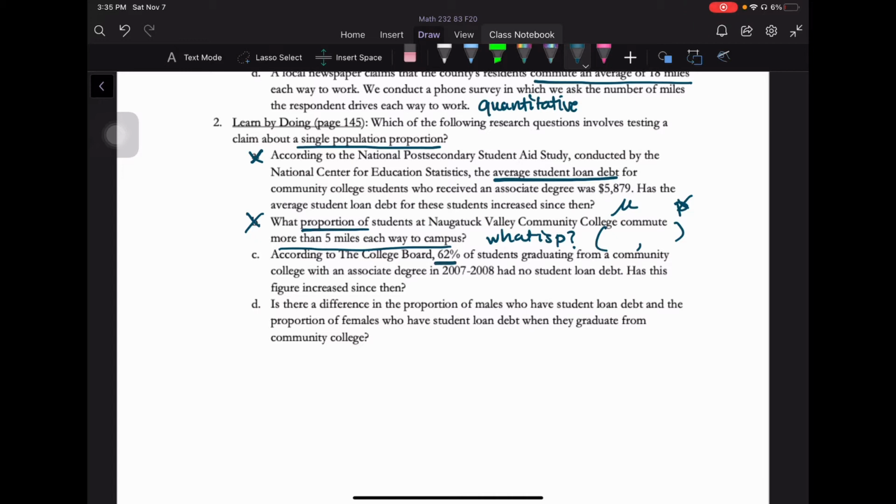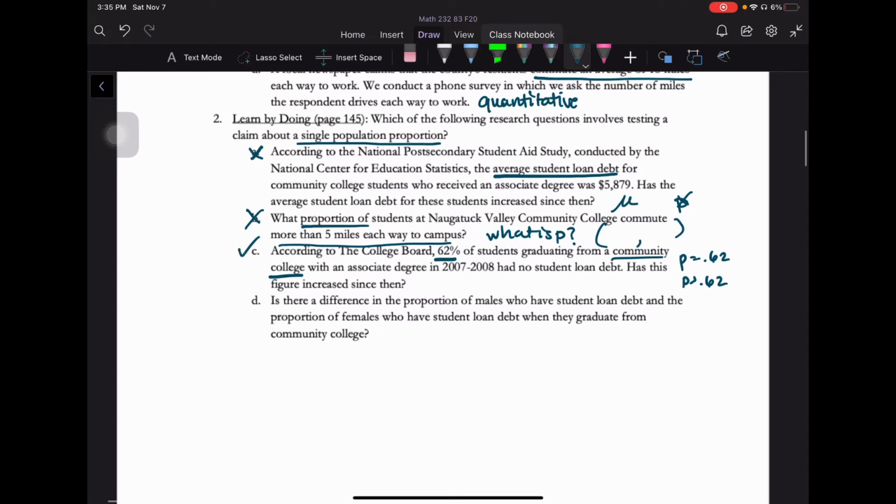According to the College Board, 62% of students graduating from the college with an associate's degree had no student debt. Has this figure increased? So we're talking about p equals 0.62 and p greater than 0.62. It's a proportion, and we're talking about a single community college as a whole, not like male students and female students. So this is talking about a single proportion. And then the last question, there's proportion of males and females. So that's two populations, so we'd have p1 and p2. That is not going to work for us.